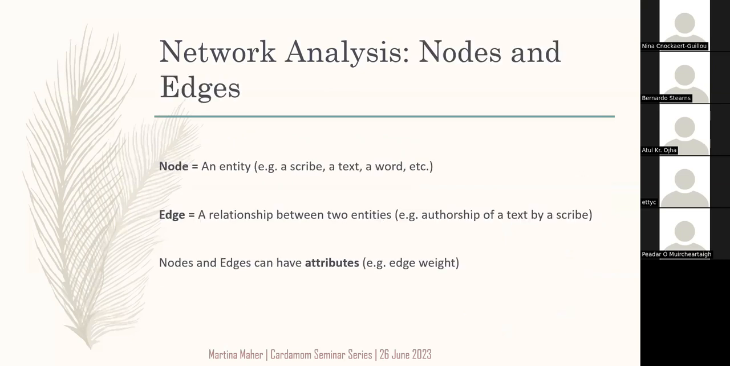So nodes that I'm talking about, a node is an entity. For example, it could be a scribe, a text, an individual word, and the edge is the relationship between those two things. So, for example, the authorship of a text by a scribe, or a word used in a given text by a given scribe. And nodes and edges can also have attributes, for example, weight. If it's used more frequently in one place than another, we can make that influence the graph to show us different things.